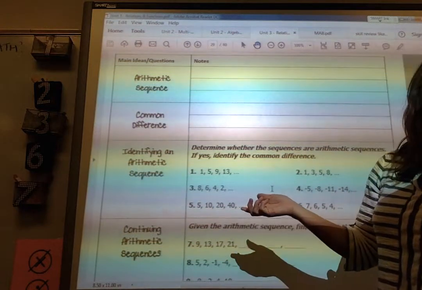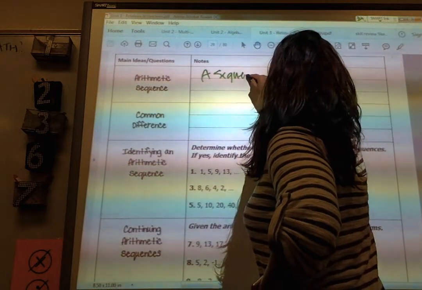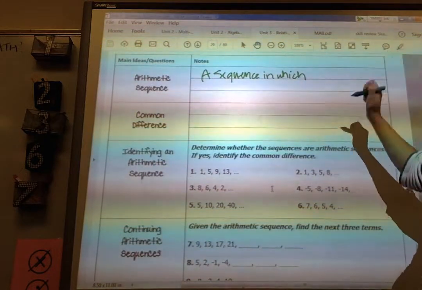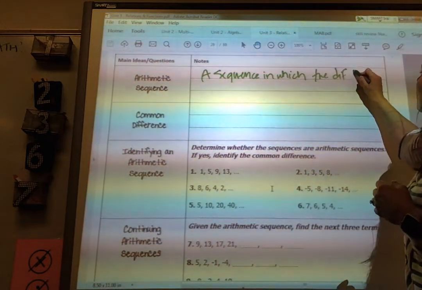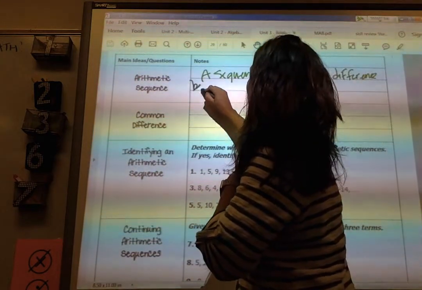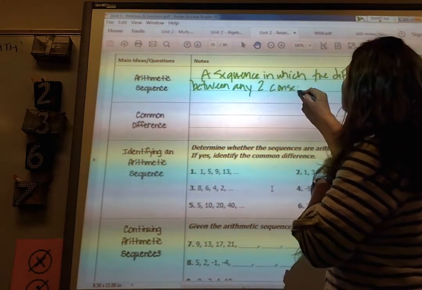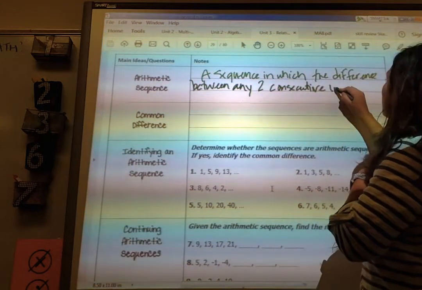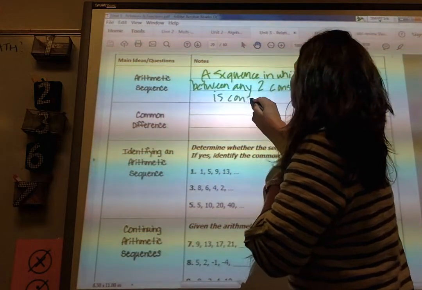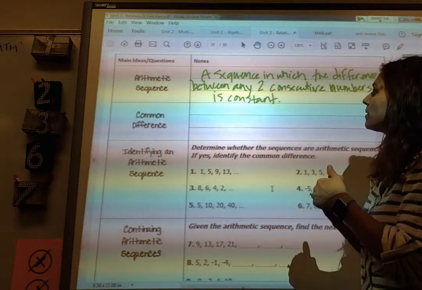What is an arithmetic sequence? An arithmetic sequence is a sequence in which the difference between any two consecutive numbers is constant. Okay, so we'll look at what is an arithmetic sequence and what is not an arithmetic sequence, but let's talk about it first.